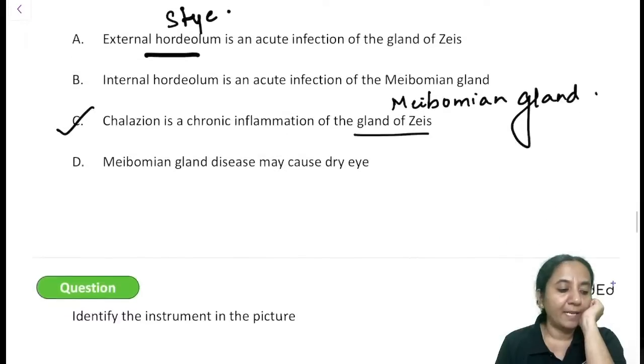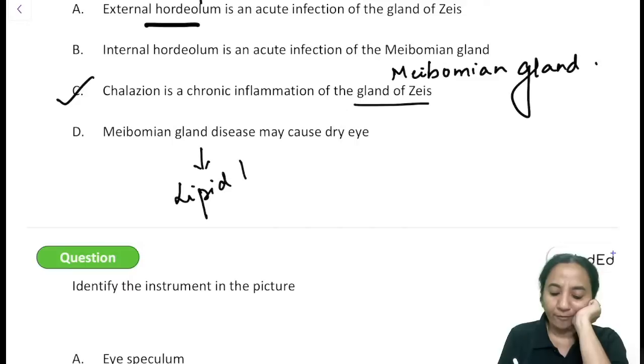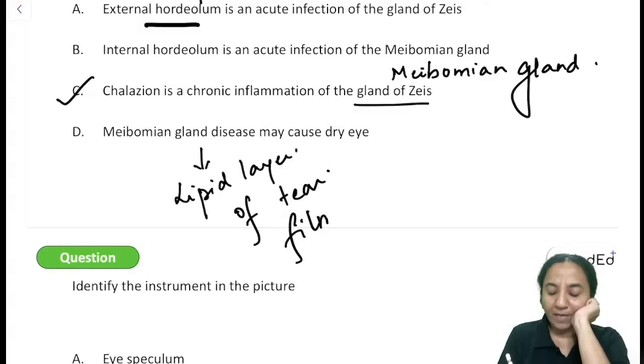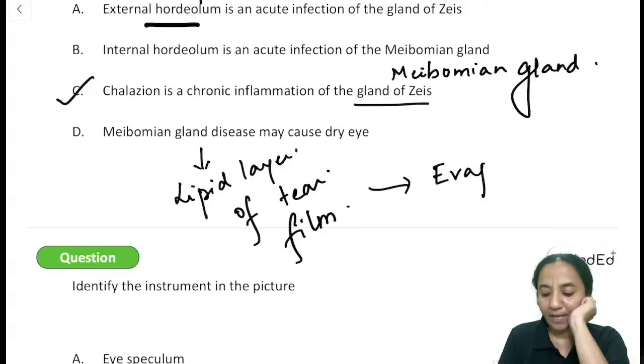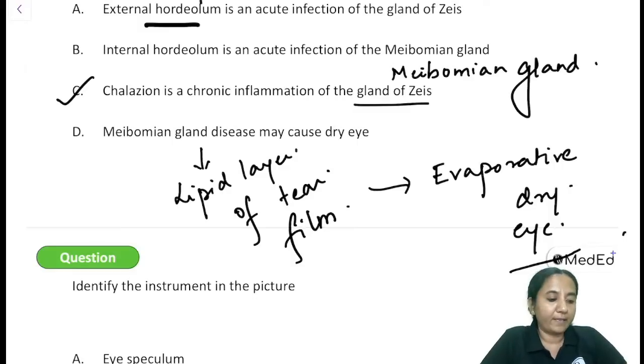And meibomian gland disease, why does it cause dry eye? Because this meibomian gland forms the outer lipid layer of the tear film. It is responsible for forming the lipid layer of the tear film. So if the meibomian gland is affected, you get what is called evaporative dry eye. This lipid layer is deficient and you end up with excessive evaporation, which is called evaporative dry eye. So this is also correct.